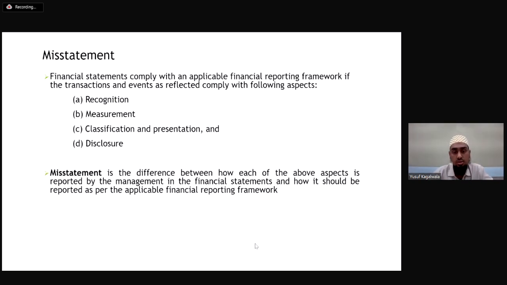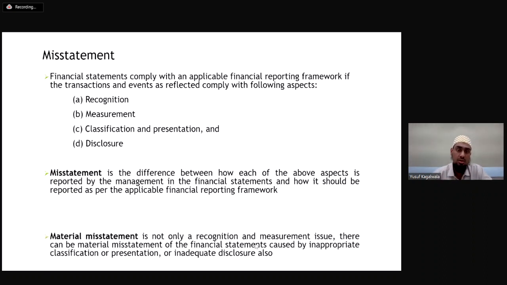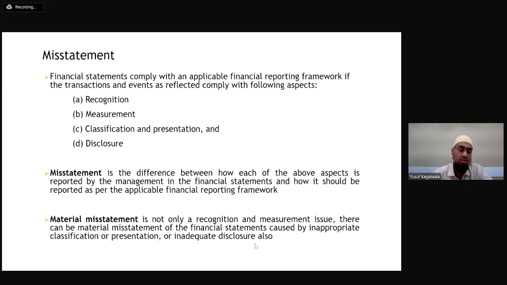Now, there can be a misstatement. A misstatement is when there is a difference between what is to be reported by the management in the financial statements and how it has been reported. So the difference between the two leads to a misstatement. Now, if the materiality involved in this misstatement is such that the financial statements as a whole are materially misstated, that is pervasiveness, then it can be an adverse opinion or a disclaimer of opinion. And when an account is misstated, then it is a qualified opinion.